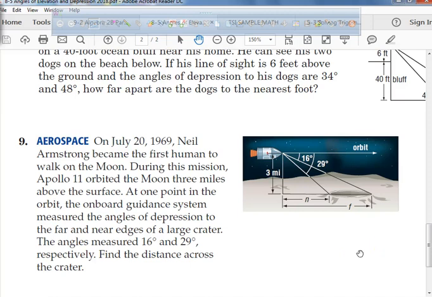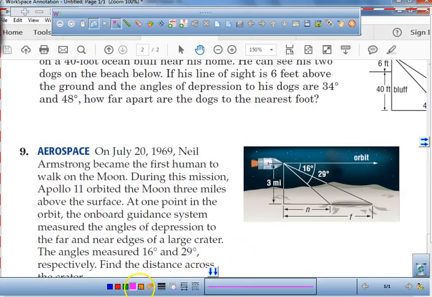Today we are only going to be tackling one problem using trigonometry and angles of elevation and depression. Right now, we're dealing with aerospace, and on July 20th, 1969, Neil Armstrong became the first human to walk on the moon. During this mission, Apollo 11 orbited the moon 3 miles above the surface. So I want you to understand right now that we have a certain distance right here. That distance is how high above the moon's surface? 3 miles. That's going to stay consistent in our problem.